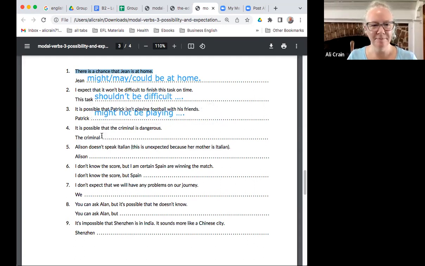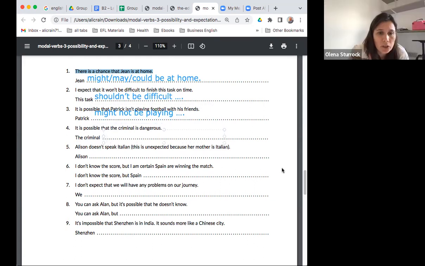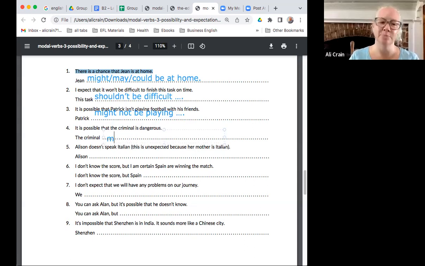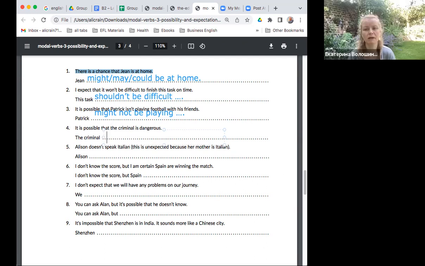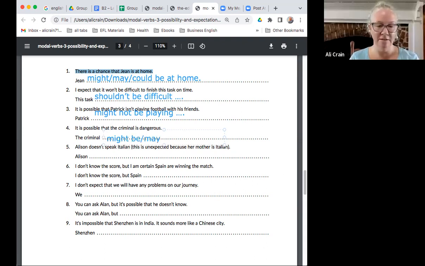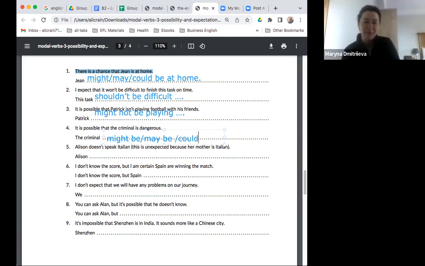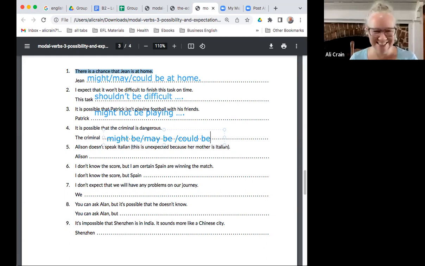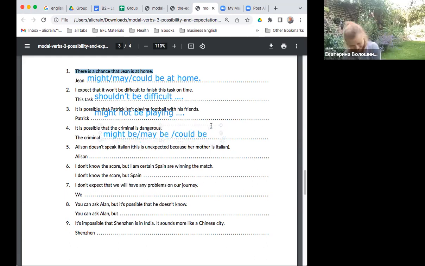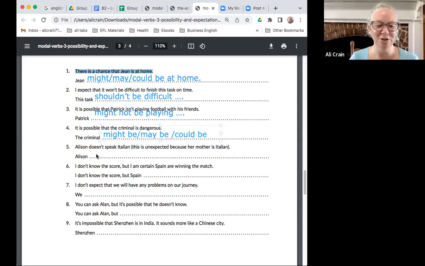Okay, Elena. Number 4. It is possible that the criminal is dangerous. The criminal must be dangerous. Must be, but it's possible. So must be would be saying that it's definite. So might be, maybe, and could be. Should be, yeah. Could be. Shouldn't be dangerous. Let's hope that a criminal shouldn't be dangerous, but they might be.